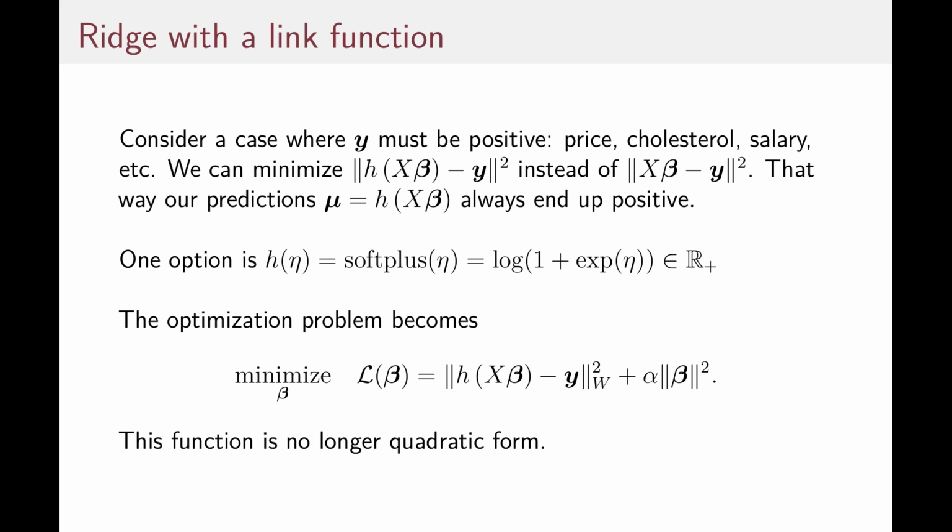Okay, so we've seen linear regression, we've seen ridge regression. Now we're going to do ridge with one added complexity, and that's a link function. Technically, it's an inverse link function. So consider a case where y must be positive. Could be the price of a product, price of housing, could be a cholesterol level, heart rate, salary, whatever, but it's positive. So what can we do?